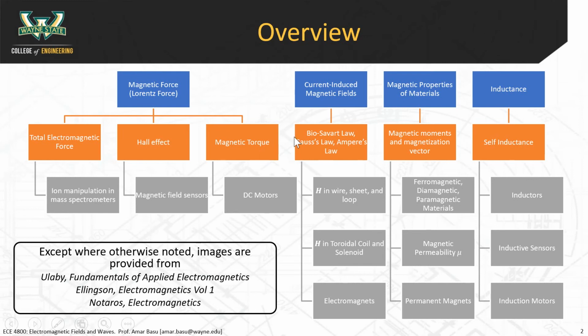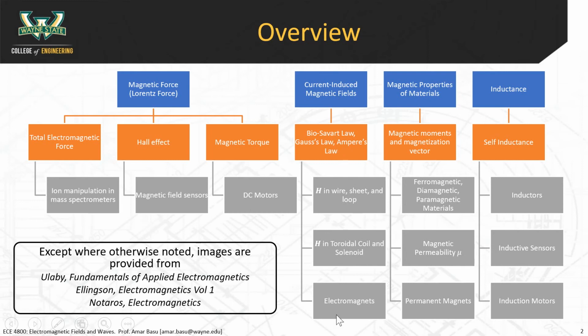Then we'll get into current-induced magnetic fields. So we'll talk about the Biot-Savart law, Ampere's law, and basically how you can calculate the magnetic fields in a variety of canonical geometries like a wire, a sheet, a loop, a toroidal coil. So we'll be doing some examples of that.